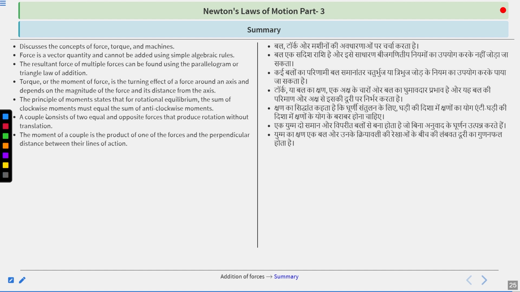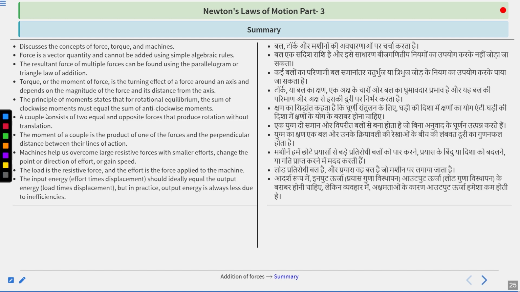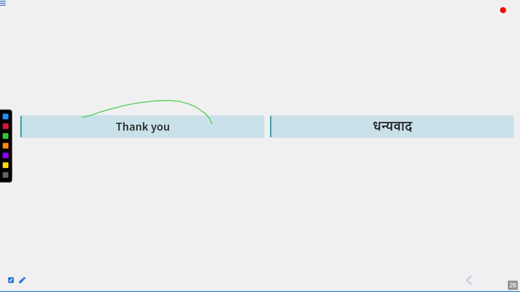A couple consists of two equal and opposite forces, that we have talked about. Moment of a couple, we have talked about. Machines, we have talked about. The load as resistive force, we have talked about. The input and output energy, we have talked about. With this, we have finished this lecture.